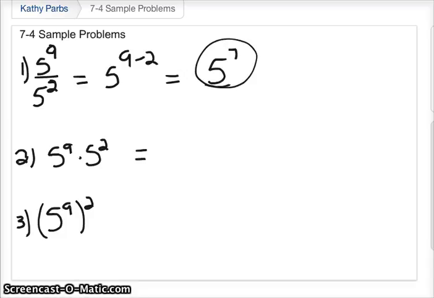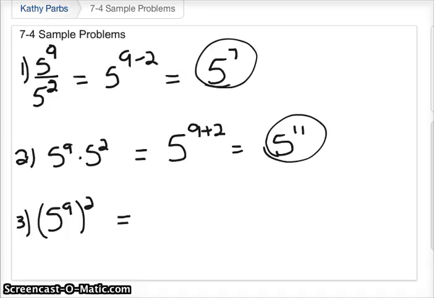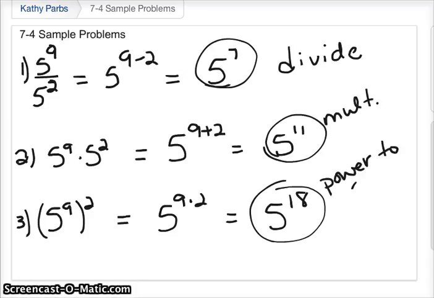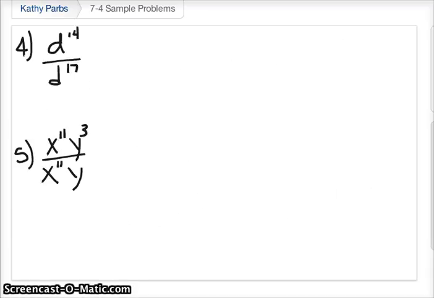Remember in previous examples where we were multiplying, like in problem number 2, we would add our exponents and we would get 5 to the 11th. And another previous example, we have a power raised to a power, so that would be 5 to the 9 times 2, which would be 5 to the 18. So you can see what you do when you divide, when you multiply, and when you have a power to a power. So you need to make sure you understand all three of these situations.